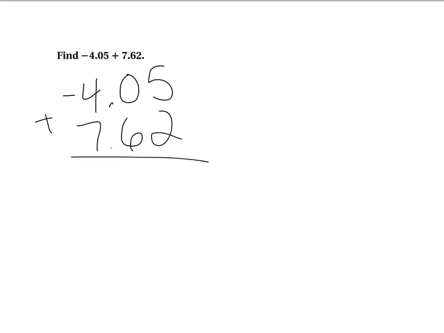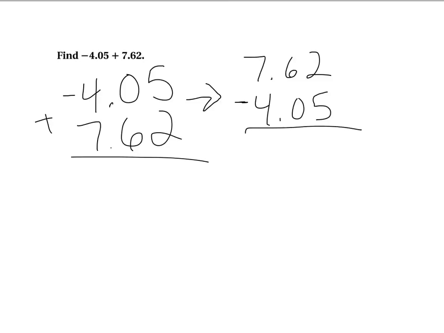Here is an example of addition of decimals, negative 4.05 plus 7.62. Again, line up the decimal points when you do this, 7.62. Okay? If you remember, use the same rules as integers. We can subtract the absolute values, so that becomes then a much better problem for us, 7.62. I'm going to subtract 4.05, and then I'm going to use the greater absolute value.